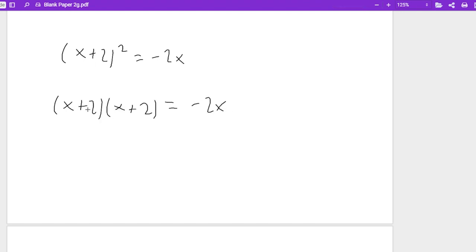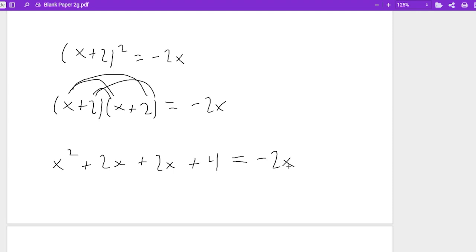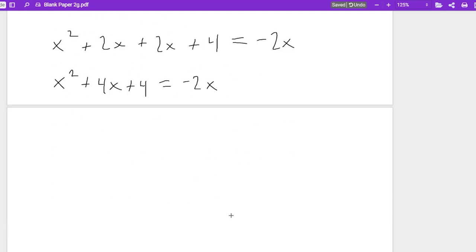And then I can FOIL this pretty easily. So it's going to be x squared plus 2x plus another 2x and then plus 4 equals negative 2x. Now if I combine like terms on the left side, I get x squared plus 4x plus 4 equals negative 2x. And again, I want it to equal 0 because I can't solve this unless it equals 0. So I need to add 2x to both sides. And when I do that, I get x squared plus 6x plus 4 equals 0.